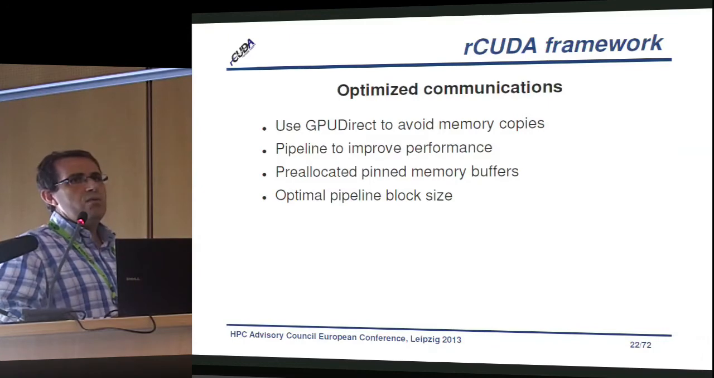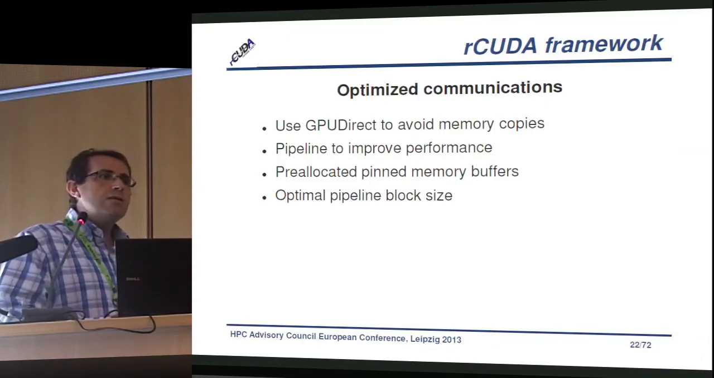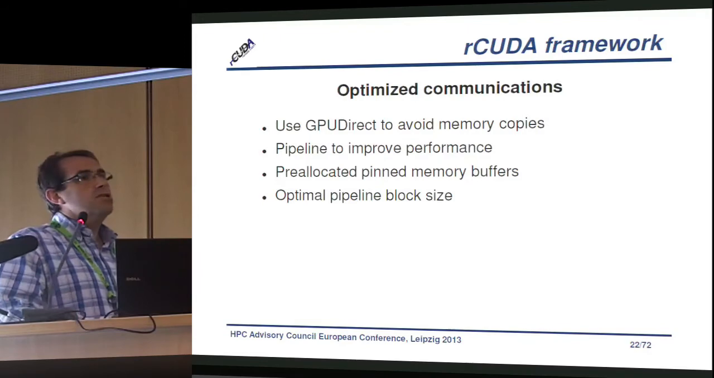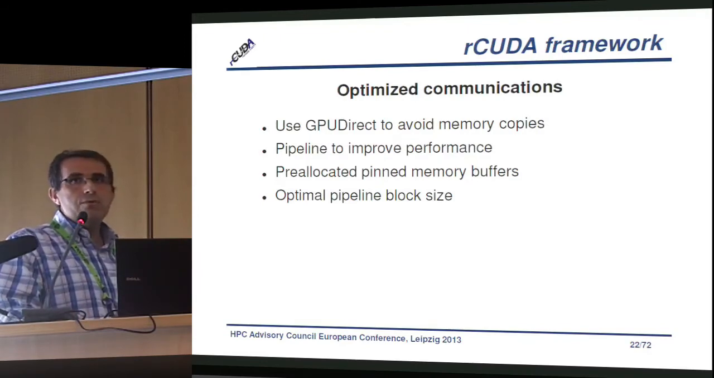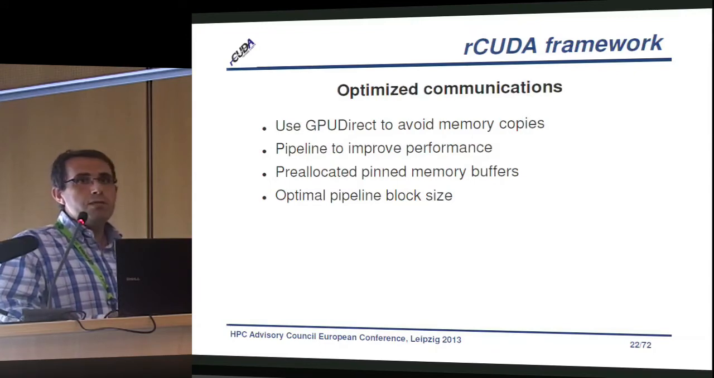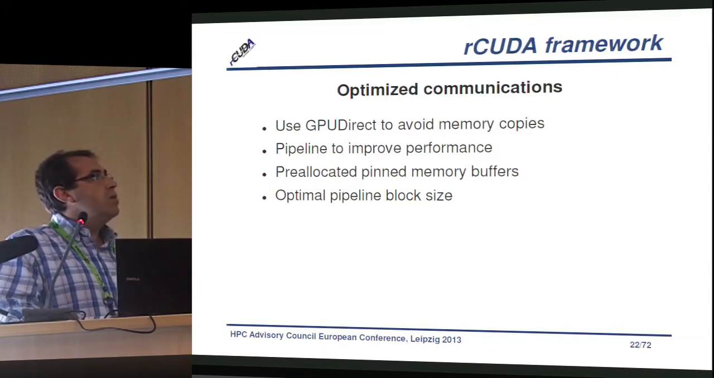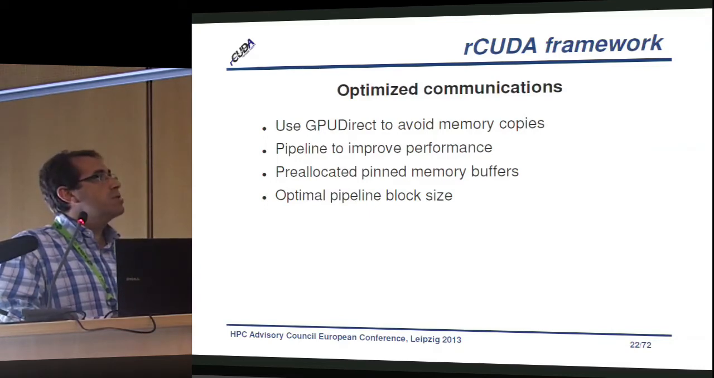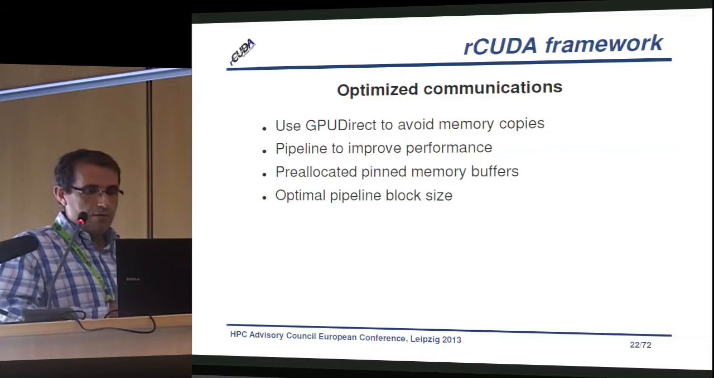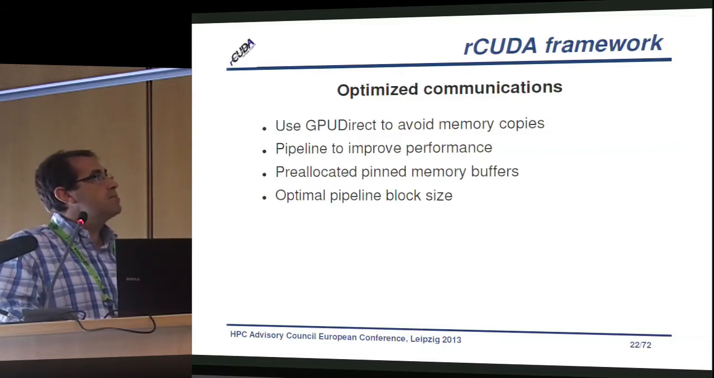Then we have put a lot of effort into the optimization of the communications. In order to optimize all the communications, we use GPU Direct to avoid memory copies. We use a pipeline protocol in order to improve the performance, so we can use pre-allocated pinned memory buffers, and we have to look for, evidently, the optimal pipeline block size if we use a pipeline to make the communications.